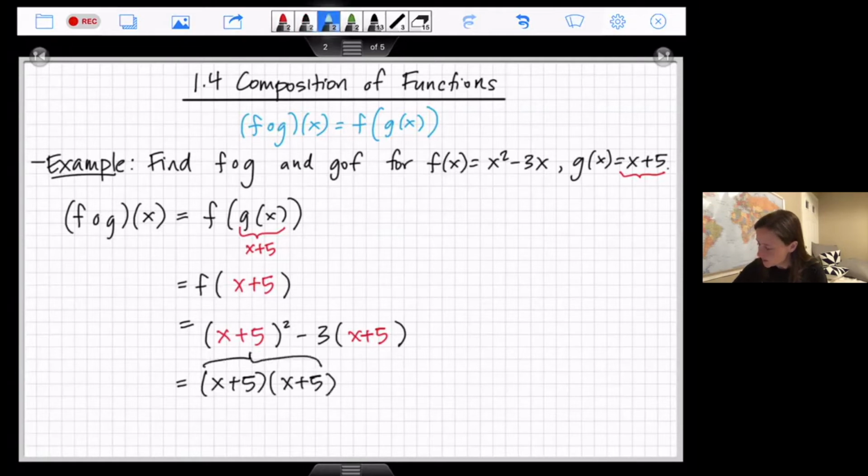And then we're also going to distribute the negative 3 to the x + 5. So I'm going to have negative 3x minus 15. And then let's just multiply out (x + 5) times (x + 5).